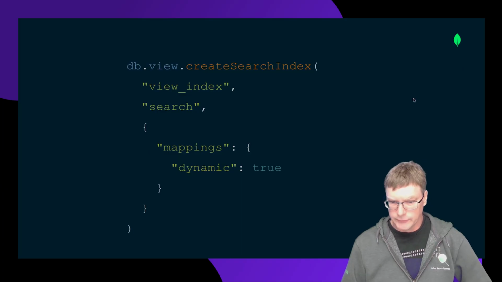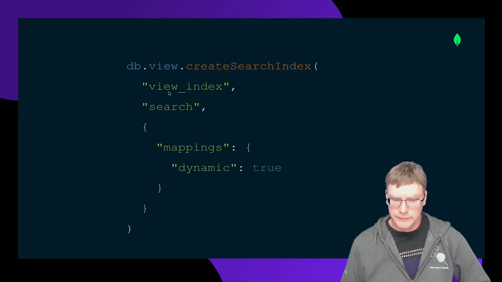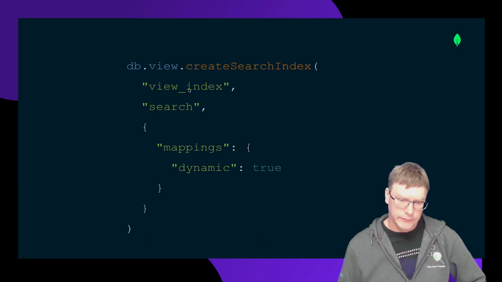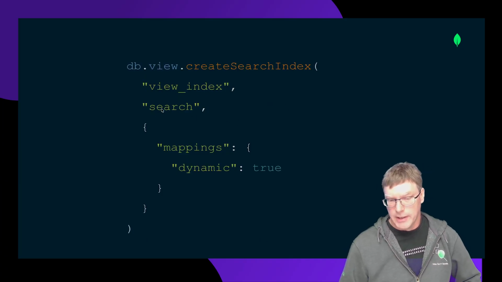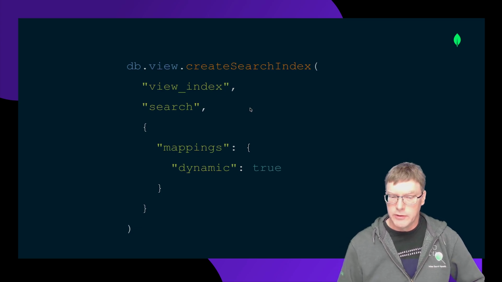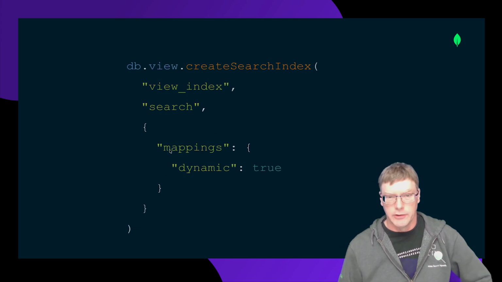We create an index off of the view itself. We give the index a name. In this case, we call it the view index. And this is a search index, not a vector search index in this case, but this flag here tells us which type of index to create. And then we create the index with this particular configuration.